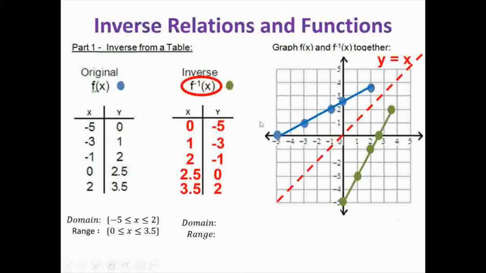So now, let's jump back to the inverse and talk about domain and range. The domain is x values from 0 to 3.5, and the range is y values from -5 to 2. Like I said in the beginning, when we find the inverse of a function, we just swap the x and y values. So look at what we've done with the domain and the range. The domain of the original became the range of the inverse, and the range of the original became the domain of the inverse. We're just swapping all the x and y values.